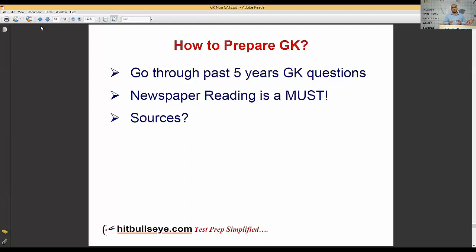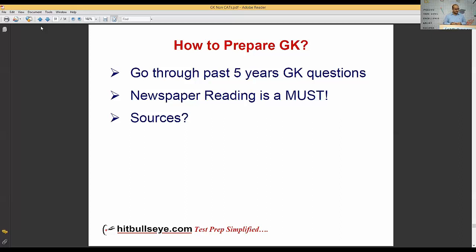My suggestion is just pick up one source for general knowledge. It can be any source. It can be Bullseye material or any other source that you're comfortable with. Read that and read that again and again and again. I'll be happier if you read one source 5 times rather than reading 5 sources only once. That will not amount to anything, right? So as far as the sources are concerned, there's a lot of stuff in the market. Pick up any one and just repeat again and again.